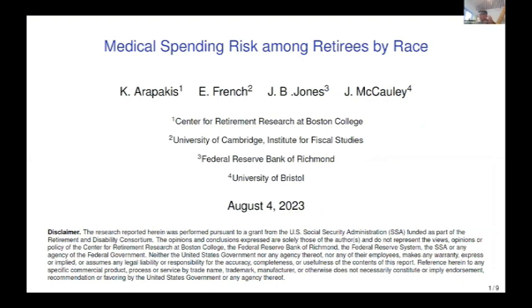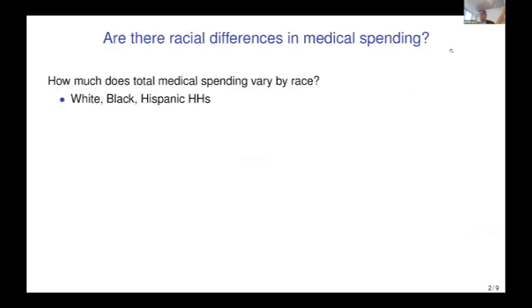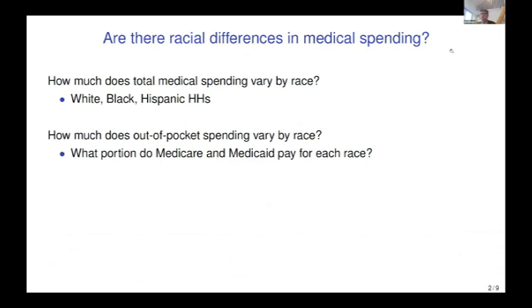Now, an important driver of financial well-being during retirement, of course, is going to be medical spending risk amongst these older individuals. So just in terms of what we're going to try and do in the context of this paper is dig into the drivers of differences in medical spending by race. So first of all, we'll show you how much total medical spending varies by race. And by race, we just mean whites versus blacks versus Hispanic-headed households.